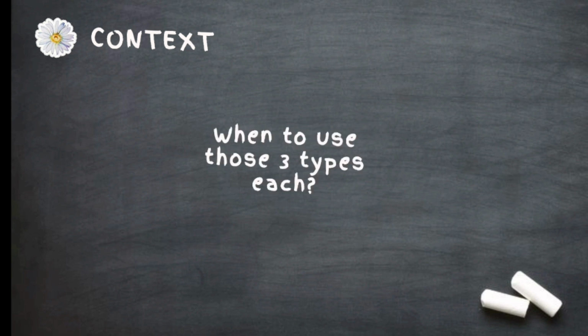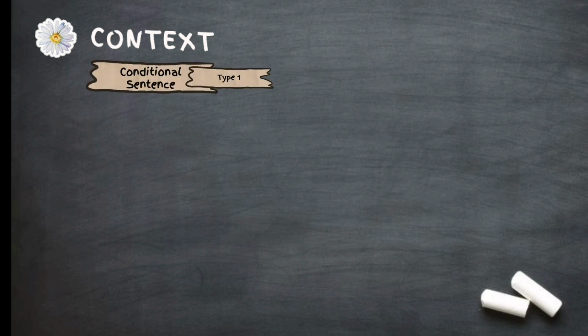So, miss, when should we use conditional type 1, 2, and 3? The difference is pretty simple. When we're talking about conditional type 1, it means the condition or the situation is possible to happen. So there's still a possibility that follows your if clause.